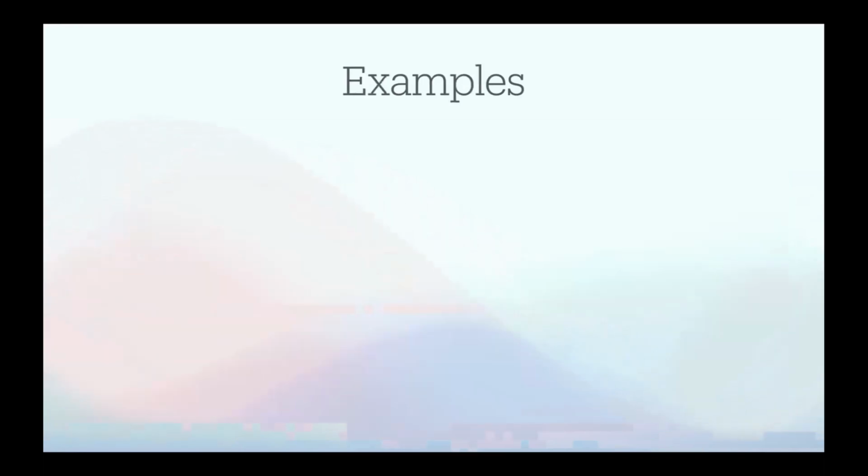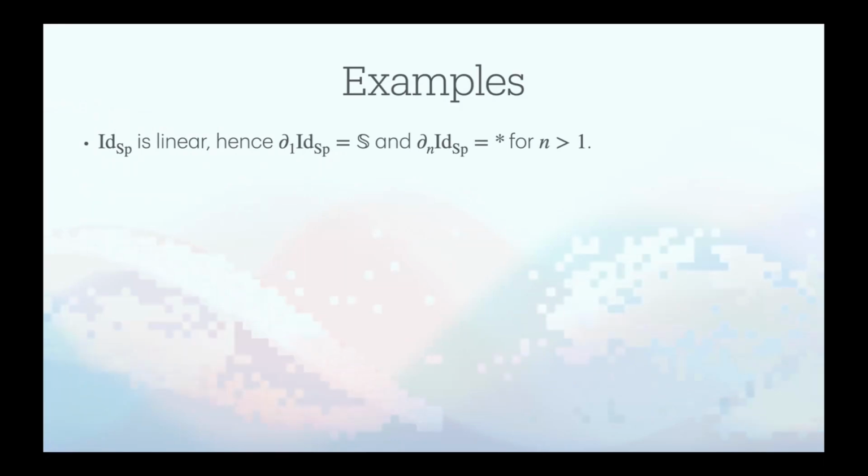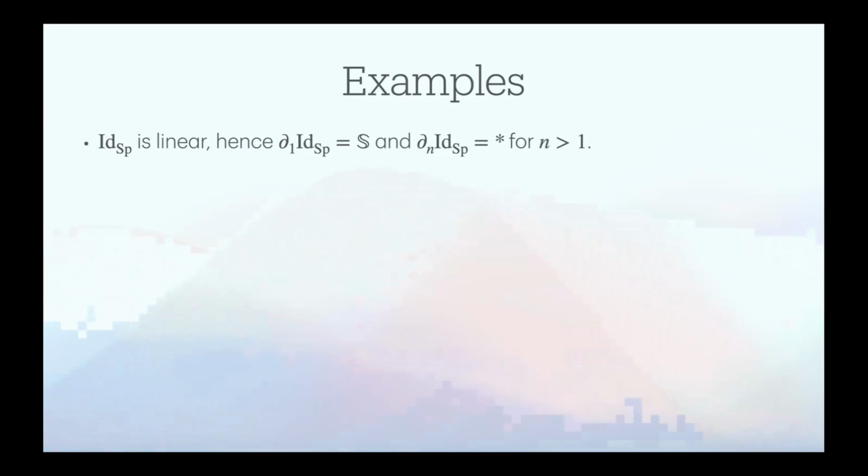Let's do some examples before I continue. The first example is going to be of a linear functor. Linear means one-excisive and that it preserves the one-point space. If we look at the identity on spectra, then being linear or one-excisive means sending pushout squares to pullback squares. Well, in spectra, these are the same, so it's going to be linear. And this tells you that the first derivative is, in this case, the sphere, which is the unit, and the other ones are going to be trivial.